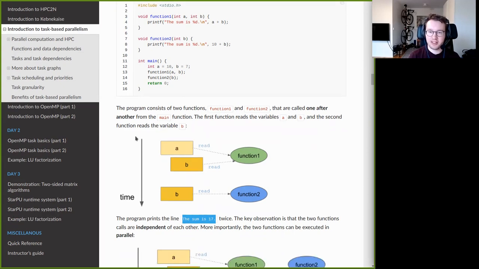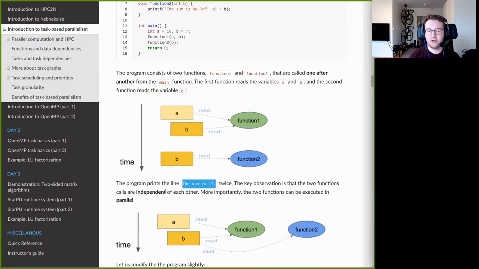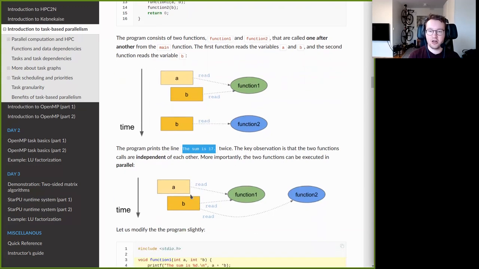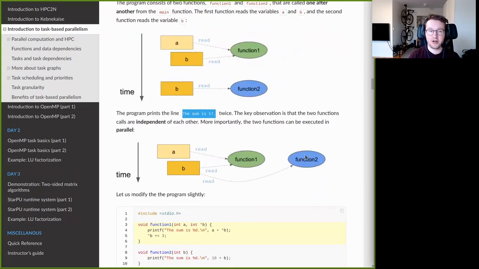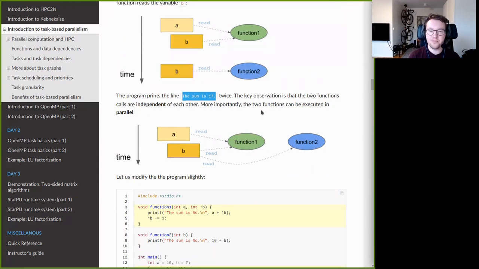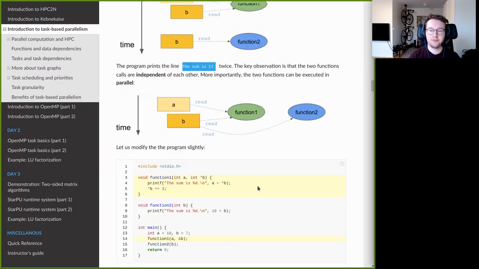But you may discover here that time-wise, when we are calling these, time is moving from up to down, and the first function is taking a and b as arguments and reading them, and the second function is taking the argument b, and nothing is being done to the argument b. We can conclude that these two functions are actually independent of each other. So it doesn't matter in which order we call these functions, it's still going to print the sum is 17 twice. So we could actually run these two functions in parallel, completely independent of each other, because there is no data dependence between them. So this is a very simple example of how you could introduce similar parallelism into your software.